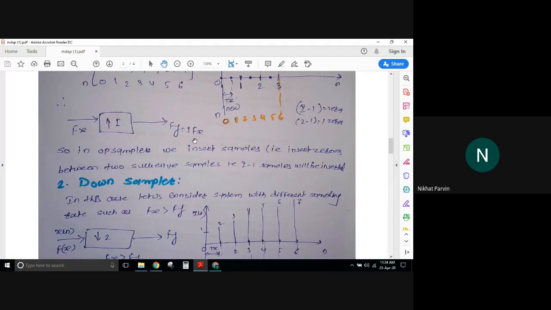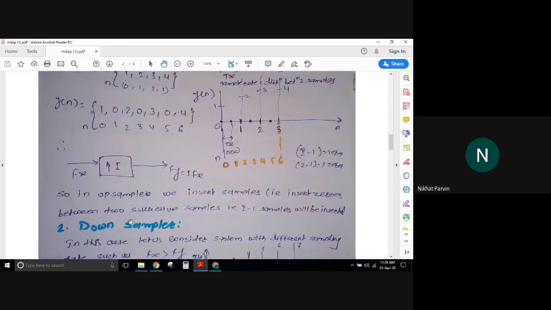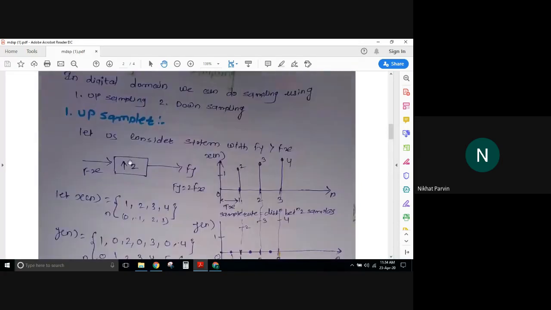What was my symbolic representation for upsampling? It is the up arrow, going up by a factor. In case of decimation, the arrow goes downwards by the factor.